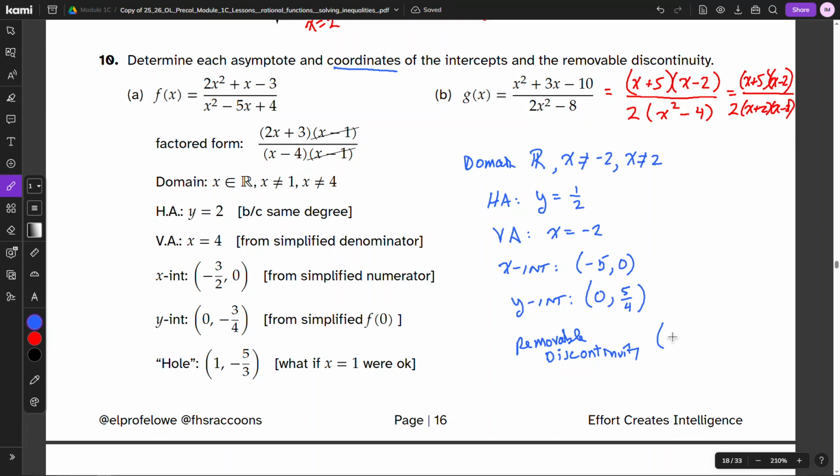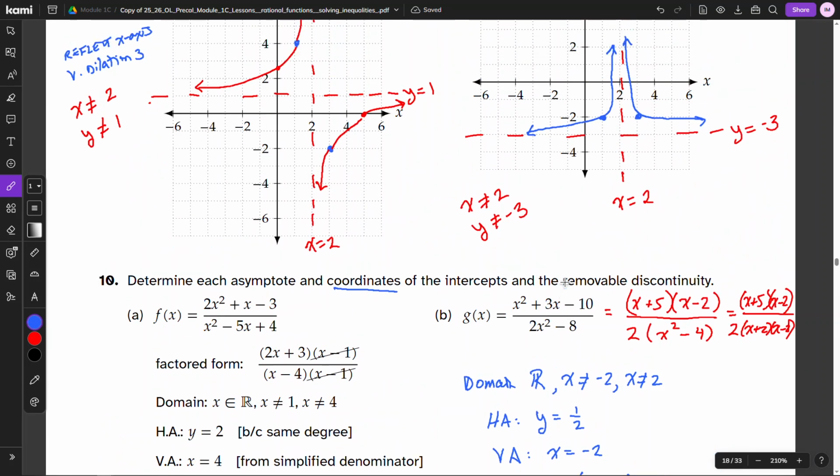Right? If x could be 2, the numerator would be 7. And the denominator would be 2 plus 2 times 2, which would be 8. So you have to be able to identify everything correctly to then be able to come back and draw in graphs.